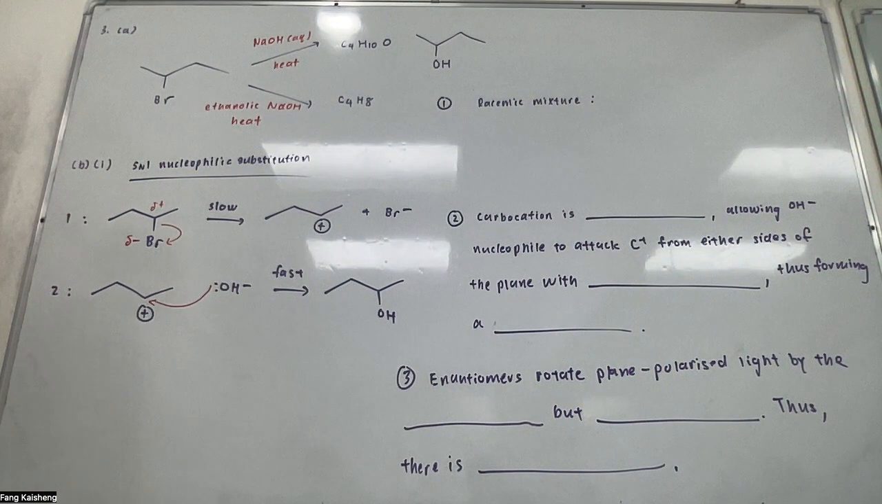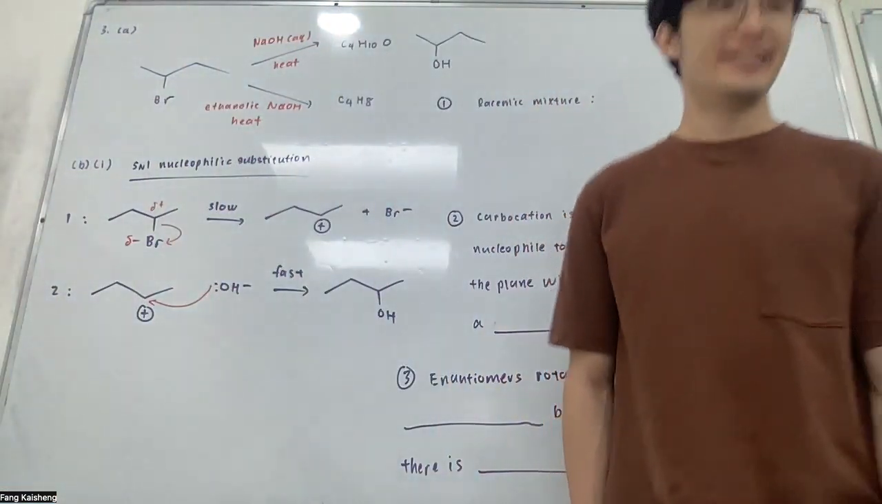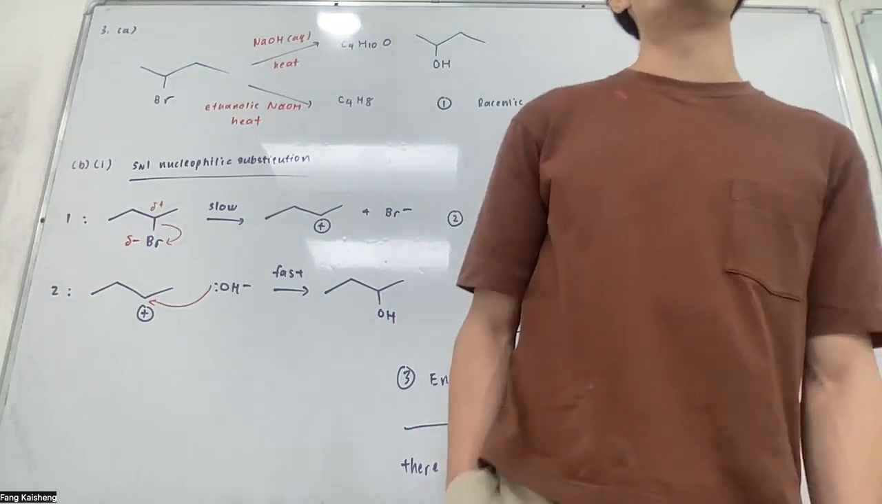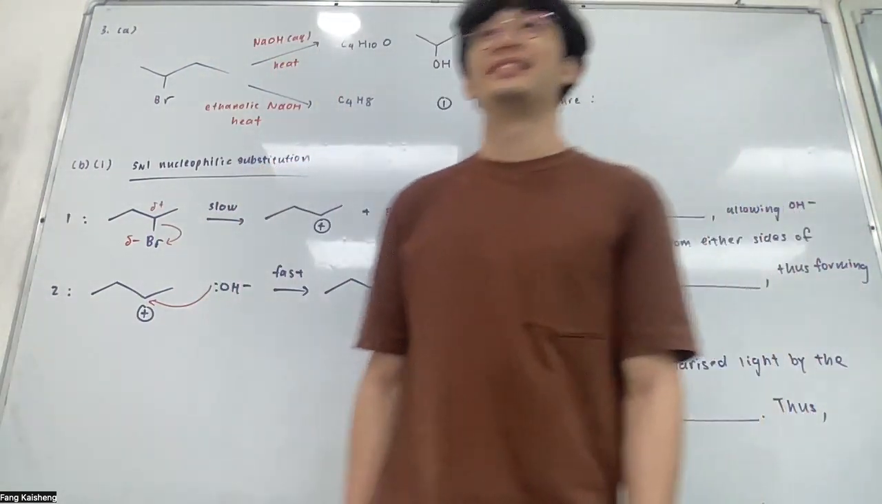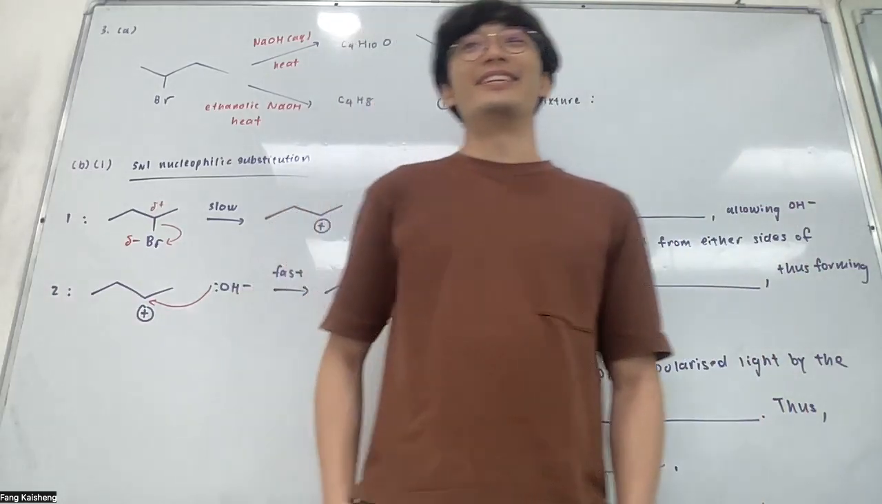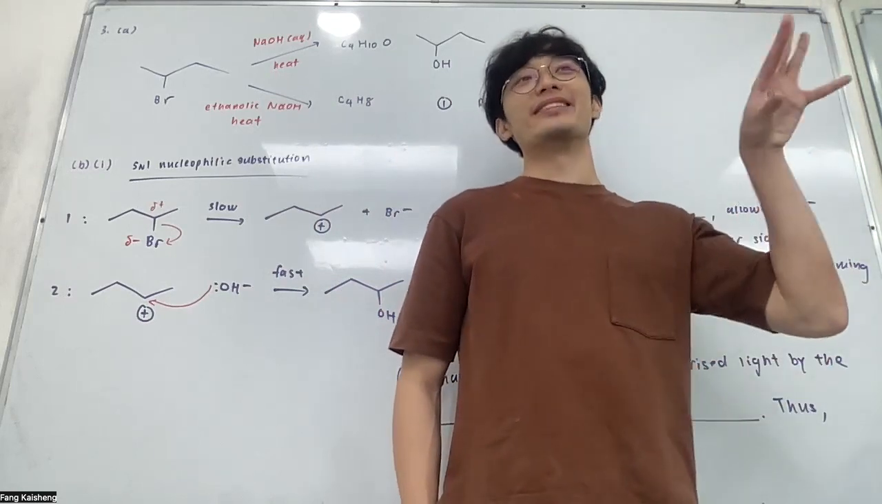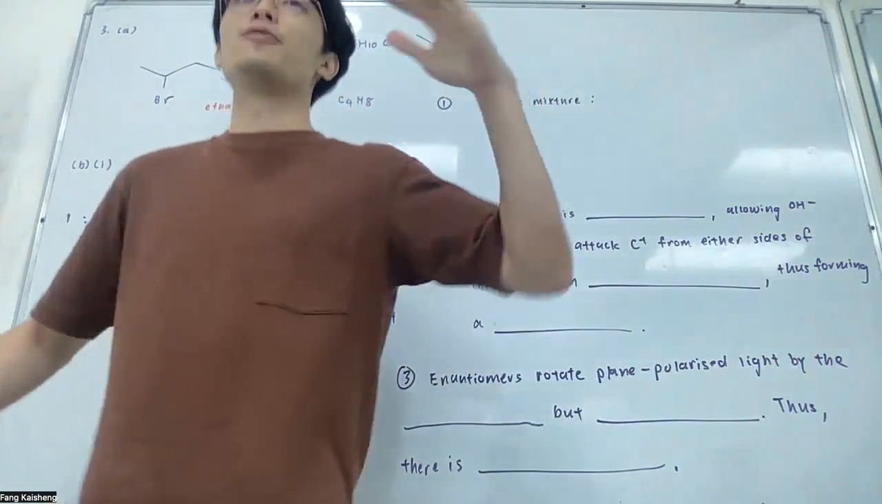Which part do you want to know? Do you know how to explain the term racemic mixture? What is a racemic mixture, based on your own understanding? Not wrong. But what's so special about racemic? Any idea? How do you form a racemic mixture?